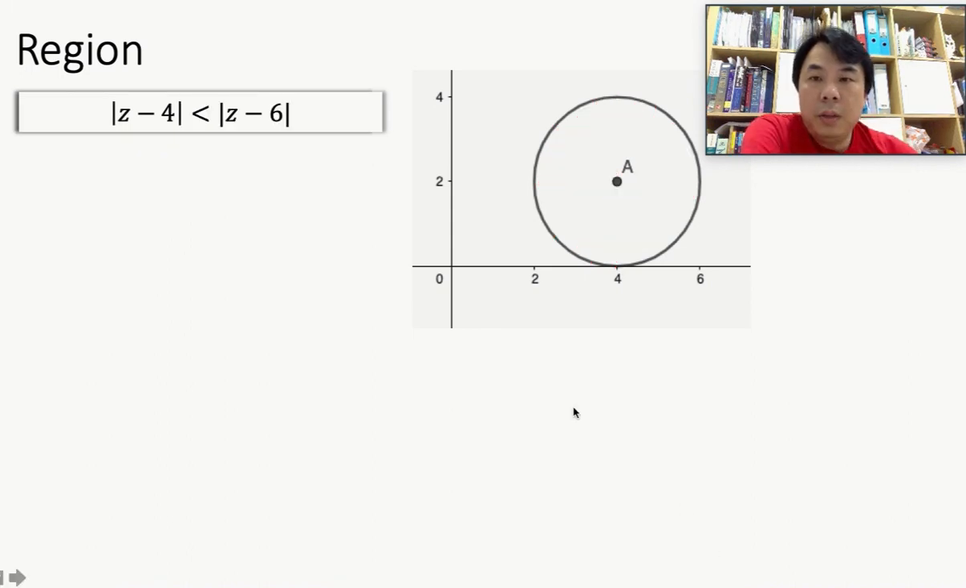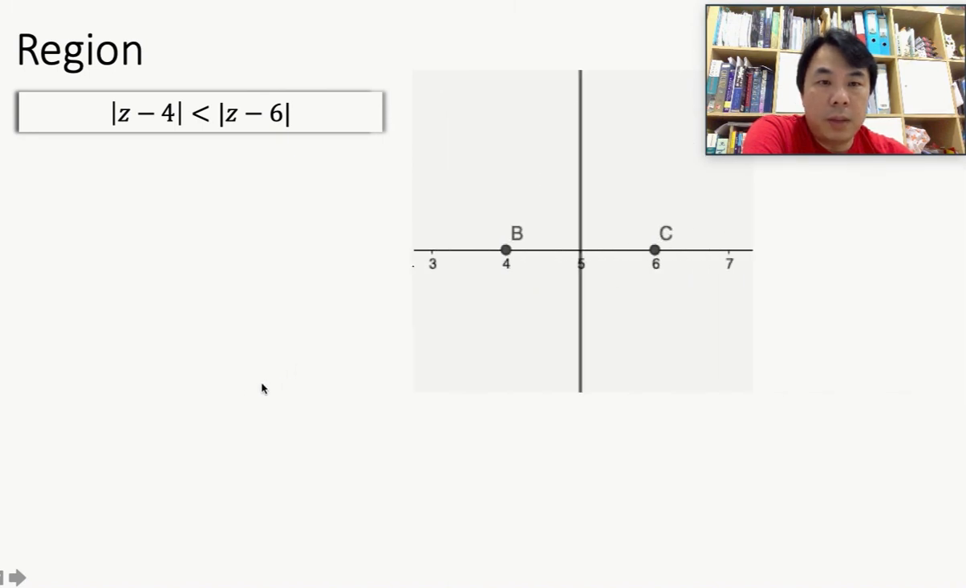Second one, we are given this inequality. We can recognize that this is a perpendicular bisector between these two fixed points. Okay, I'm going to get the perpendicular bisector line now between these 2 points, 4, 0 and 6, 0. So it's obvious that the perpendicular bisector will be passing through that midpoint, x equal to 5 here. And then there we have it.